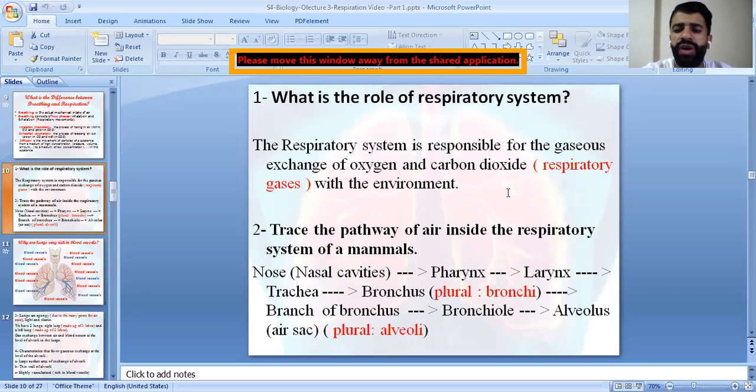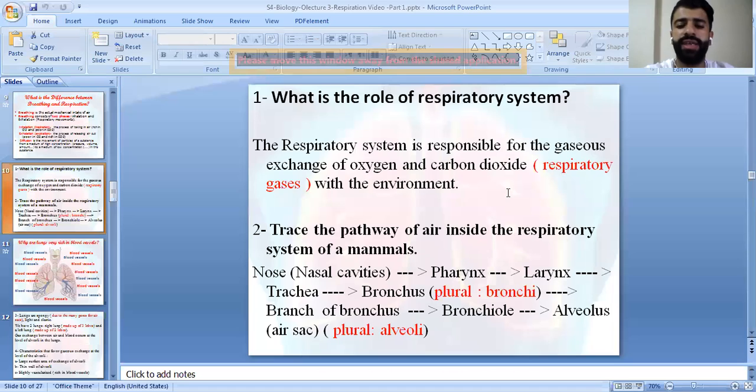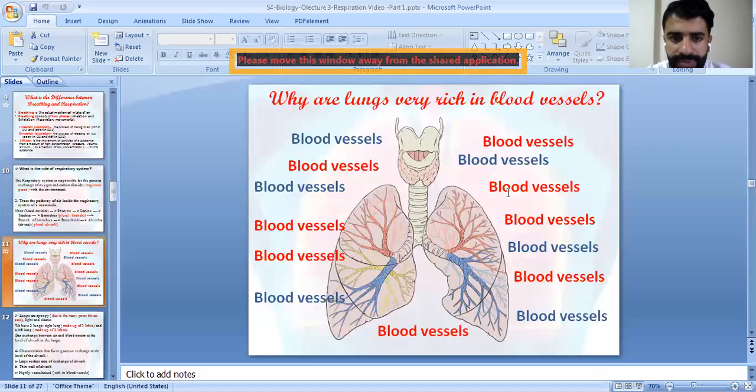The pathway of the air along the respiratory system of mammals: we start from the nose, nasal cavities, then to the pharynx, to the larynx, to the trachea, bronchus, the plural is bronchi, the branch of bronchus, bronchioles, and alveolus, the air sac, which plural is alveoli.